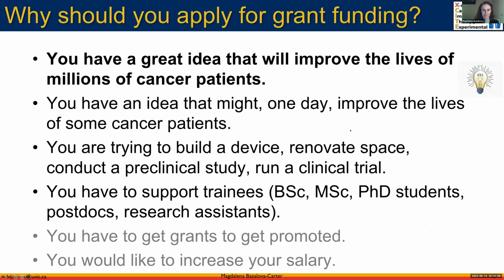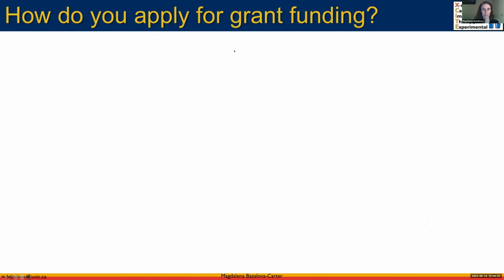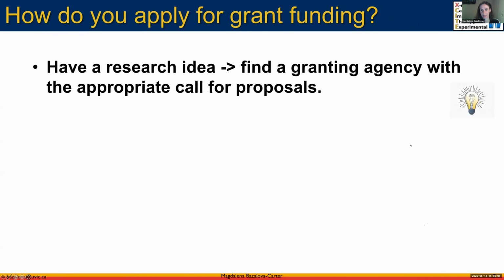Okay, excellent. So how do you apply for funding? So again, the ideal scenario here is that you have a research idea, so something, okay, I do know how to cure cancer with radiation, and you find the granting agency with the appropriate call for proposals. So there's many granting agencies, they all focus on different things, or at least slightly different things, if not completely different things. You have to find the appropriate granting agency so that you can pitch them the idea and you can get the funding, and they'll be all excited about it because you're curing cancer.